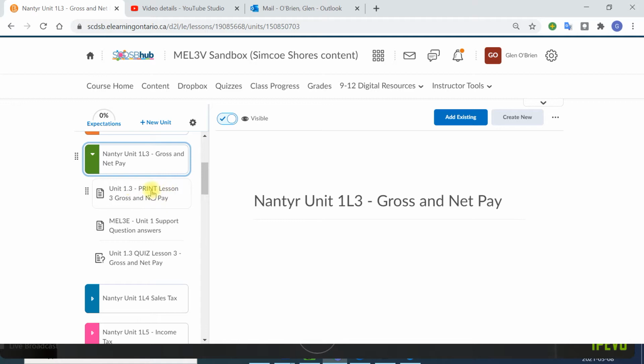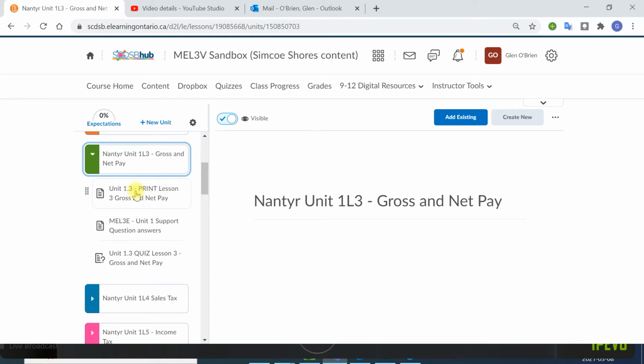If you click on that, it'll open up and you'll see here's the print lesson. So if you want to print the lesson off and go through it that way, or just have it for your notes, you can. Here are the answers to the support questions that we've done. So the video questions that we're doing, or the video lessons, the answers for all of them are right here. And then there's that quiz that I was talking about. The video will show up here once we're done. I'm just doing it right now, so you'll see the video lesson here as well.